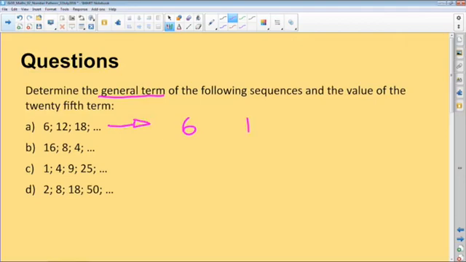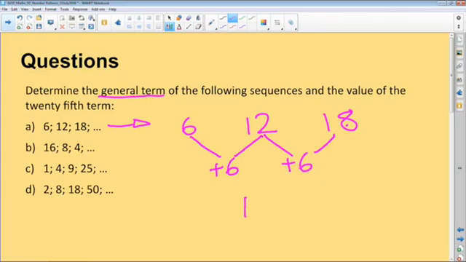So we have 6, we have 12, and we have 18. How did we get from 6 to 12? I think we've added 6. Let's see if this pattern continues. Yes, it does. 12 plus 6 is 18. So that means I am adding a constant difference of 6 every time.